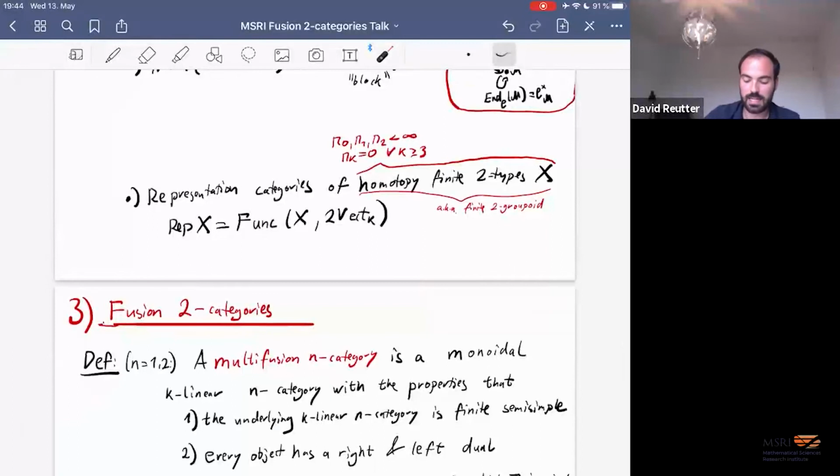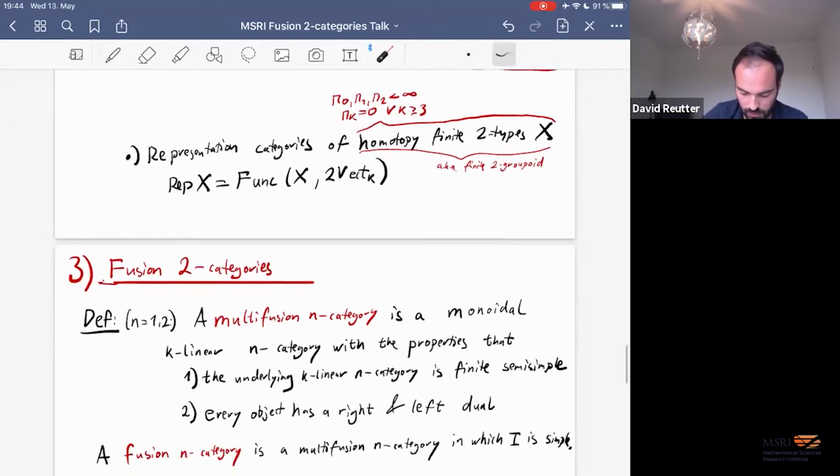A multifusion n-category is a monoidal k-linear n-category, for n equal 1 and 2, such that the underlying k-linear 1- or 2-category is finite semi-simple, and every object has a right and a left dual. So this is all we need in this definition. And a fusion n-category is just a multifusion n-category in which the tensor unit is a simple object.